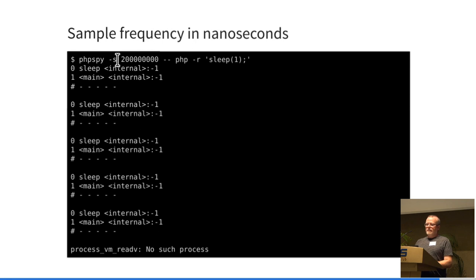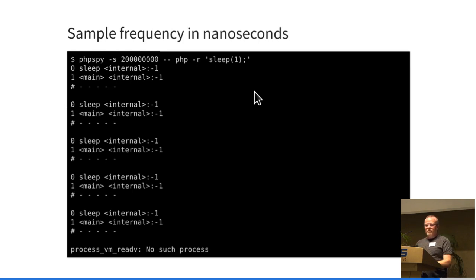So in this case here, I'm saying sample every 200 milliseconds. It's in nanoseconds, so you have to kind of count the zeros. So this is 200 milliseconds. So every 200 milliseconds, take a sample, and the script I'm running is just sleep one. So you can see the output. Five times, I get a stack trace that says main, sleep, right? So because this thing is sleeping for 1 second, and I check every 200 milliseconds, that's what I should expect to see. Every 200 milliseconds I check, I'm still in sleep, still in sleep, still in sleep, still in sleep, still in sleep, done, right?